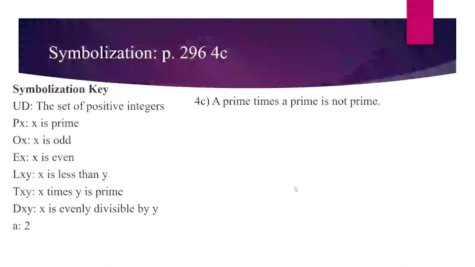For C, a prime times a prime is not a prime. Now these ones can be a little misleading because we have a prime, right? That might sound like we're using an existential quantifier. But this is more specifying a rule about how things work, where we're talking about any arbitrary prime.